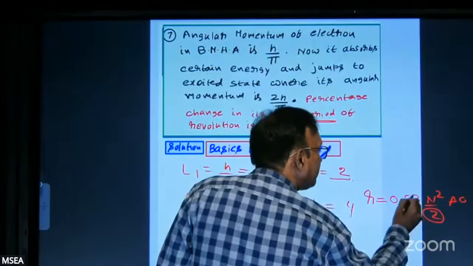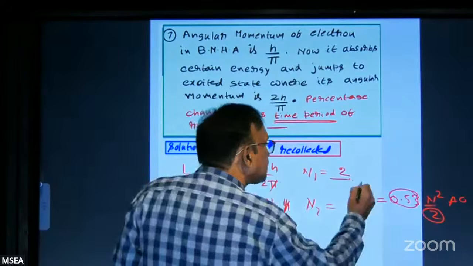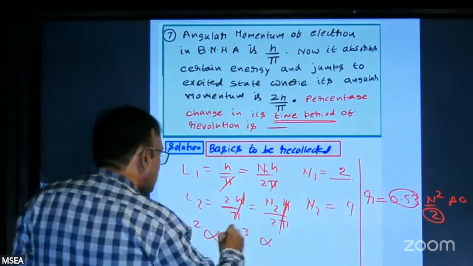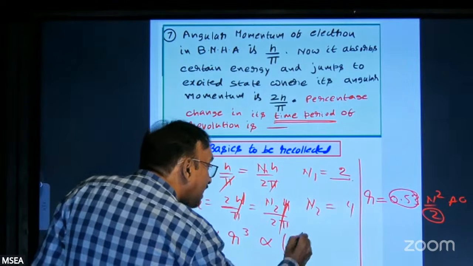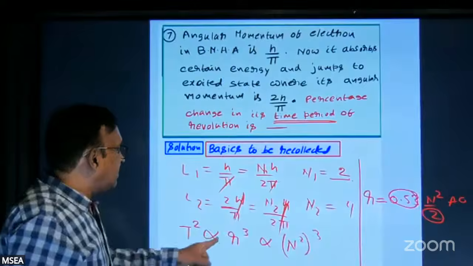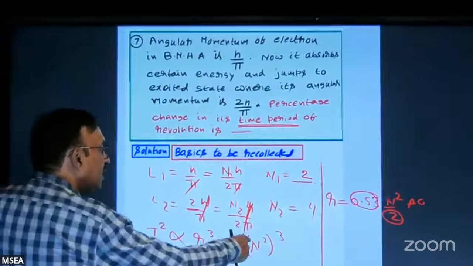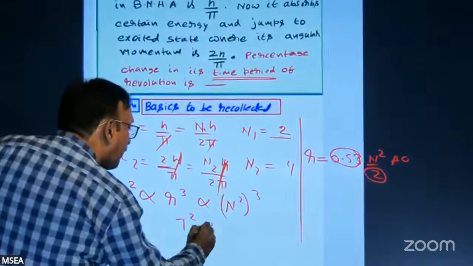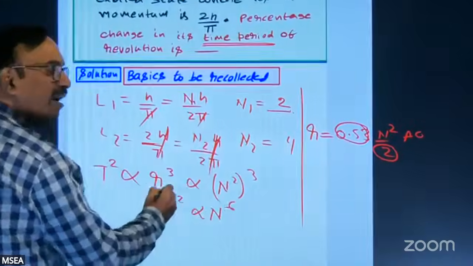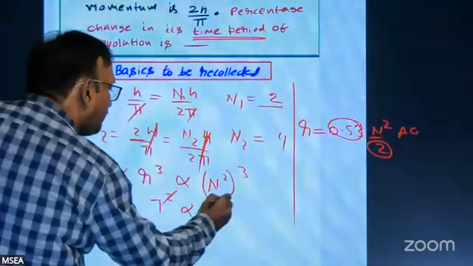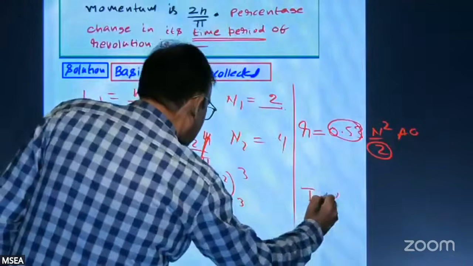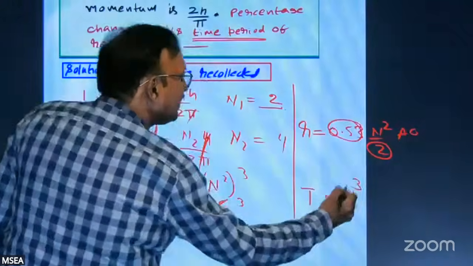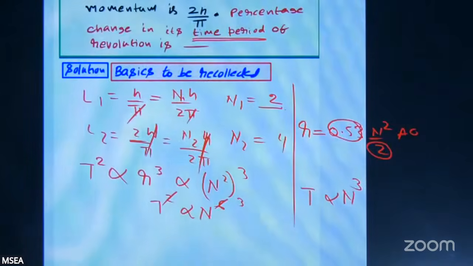Here z is constant 1, 0.53 is constant, r is proportional to n square. So T square is proportional to r cube. R is proportional to n square whole cube. So T square is proportional to n to the power of 6. Every one of you must be knowing these powers can be cancelled here. Then T is directly proportional to n cube.